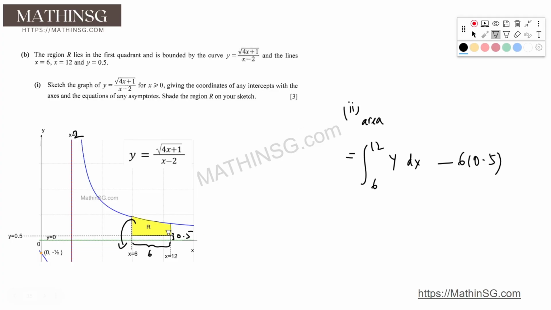But I do not want this volume here, right? So if you look at this line here, if I rotate it about the x-axis, I get a cylinder, right, of radius 0.5 units and a height of 6 units. So the volume of the cylinder is pi times 0.5 squared times 6. So what I'll do is I will rotate this about the x-axis, get this volume, then minus the volume of the cylinder.